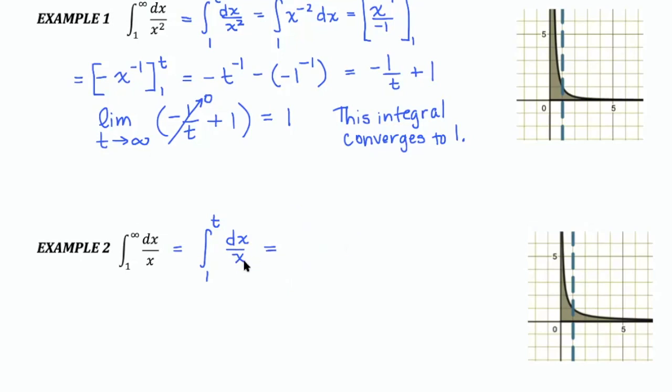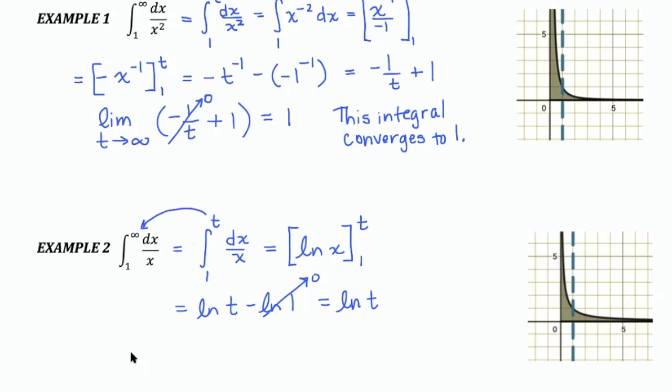And in this case, the integral of 1 over x is actually the natural log of x. The natural log of 1 is just 0. So we really are just left with the natural log of t. Now we're going to want to take the limit as t goes to the value it was replacing. And what happens when you put t into the natural log?